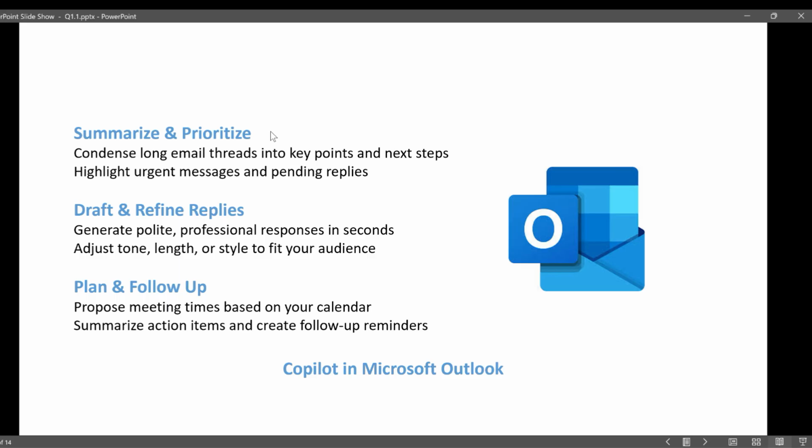First of all, it can summarize and prioritize long email threads. Imagine opening a conversation with hundreds of replies. Instead of reading each message one by one, Copilot can instantly provide short summaries of the main points, decisions, and next steps, and even highlight urgent messages or pending responses. This lets you understand the context at a glance and focus only on what matters most.